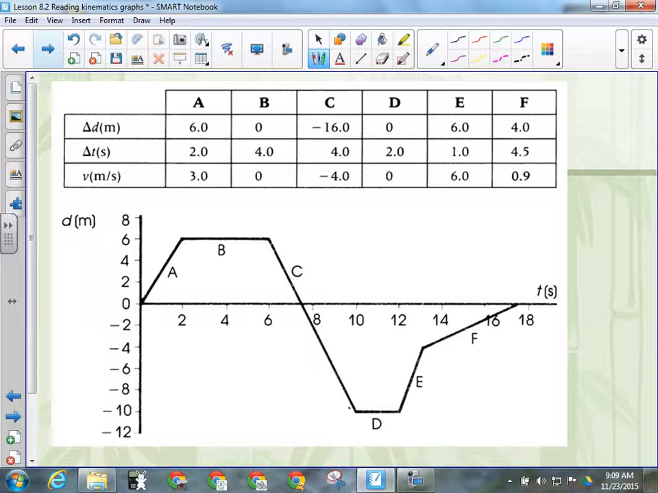Now I want you to calculate something for me. What's the total displacement of this object over the whole trip? Yeah, you're right. It's 0. That was a quick one. It's 0 because it started at 0 and ended at 0. Remember, guys, there's a quick way to calculate displacement: final position minus initial position. If they're the same number, it's 0. That's the quickest way to calculate total displacement.